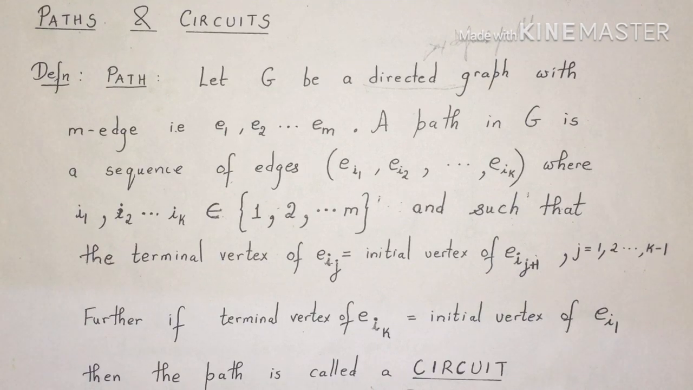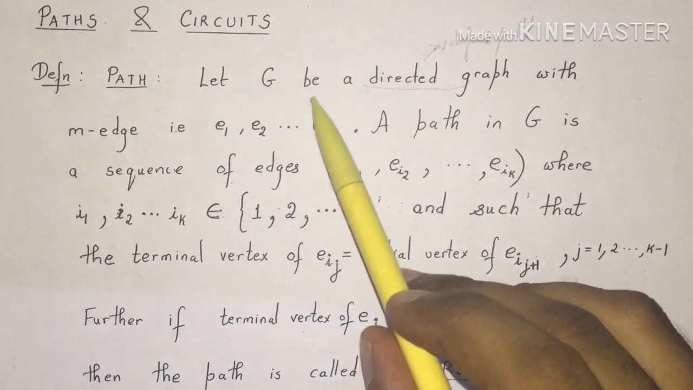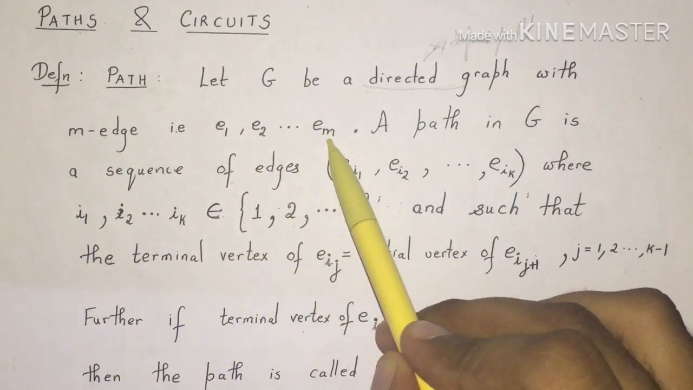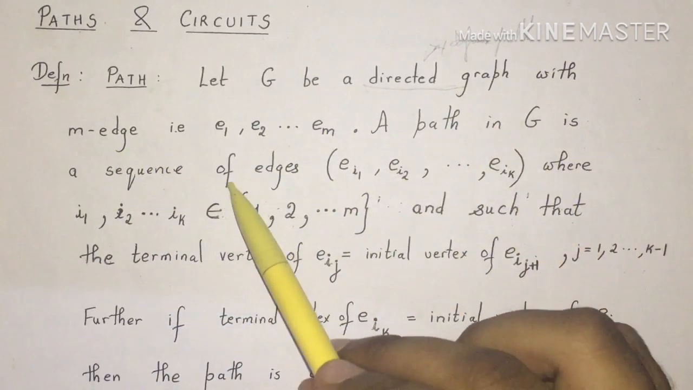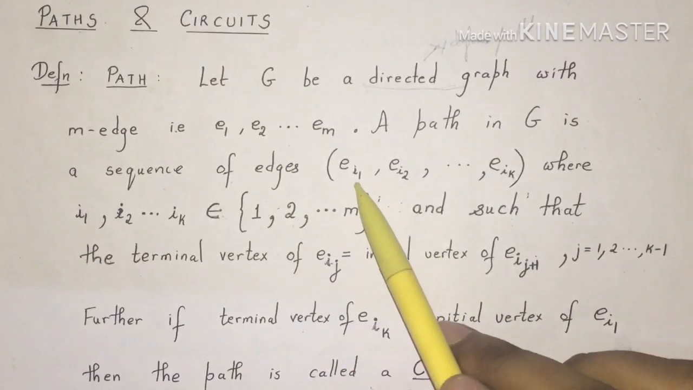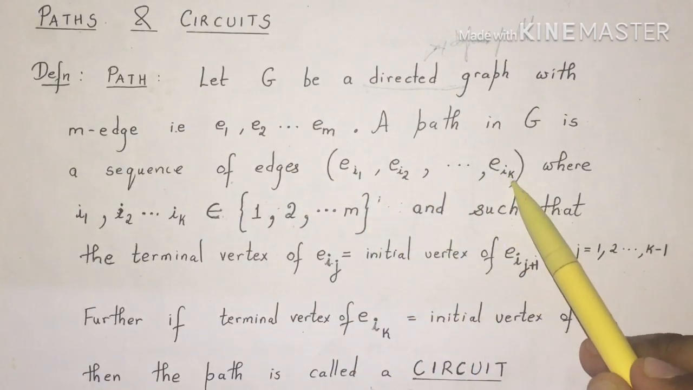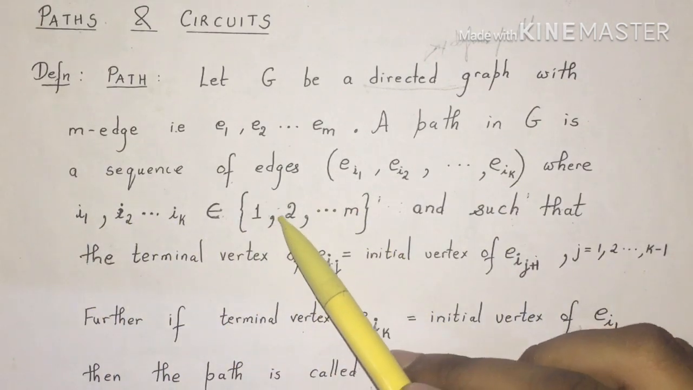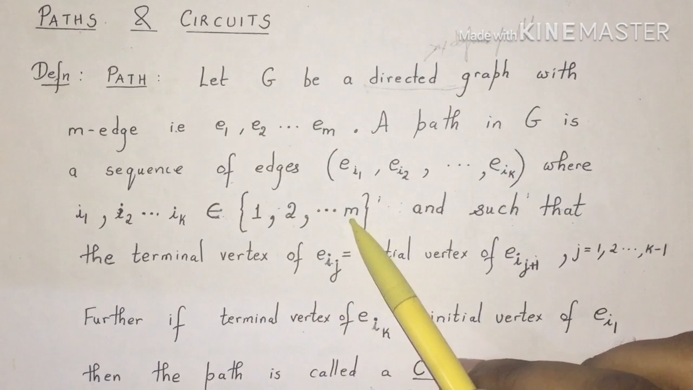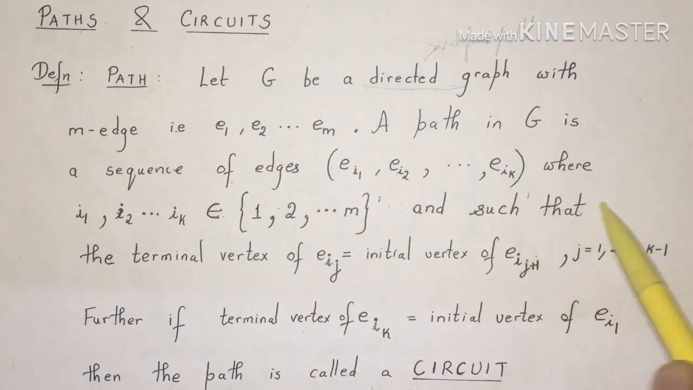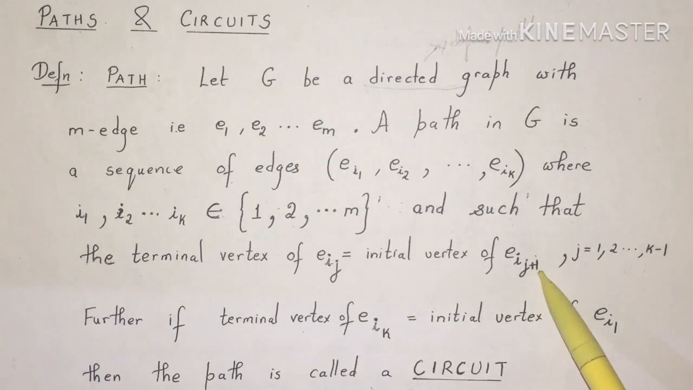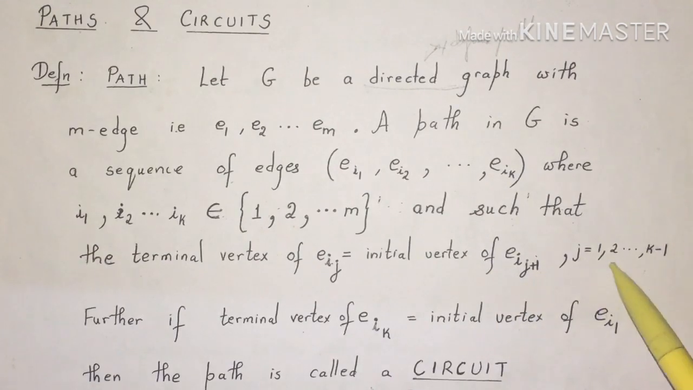Paths and circuits. Definition of a path. Let G be a directed graph with m edges, that is E1, E2 up till Em. A path in G is a sequence of edges Ei1, Ei2 going up till Eik, where Ei1, Ei2, Eik belong to the set 1, 2 up till m, and such that the terminal vertex of Eij is equal to the initial vertex of Eij+1, where j takes the values 1 up till k minus 1.